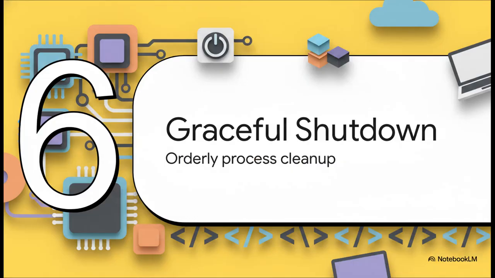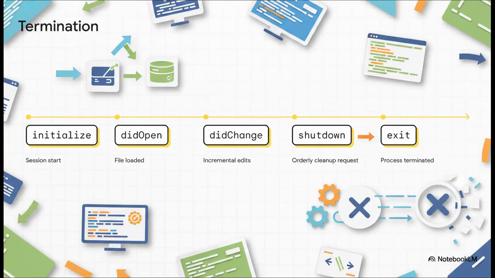Section 6. A graceful shutdown. Orderly process cleanup. All right, so you've written your code, you've debugged your custom domain states, and now it's finally time to close up shop. To prevent your computer from just bogging down with zombie processes and nasty memory leaks, LSP uses a very strict two-step termination sequence. First, when you close the editor, it sends a shutdown request. This basically tells the server, hey, stop accepting new requests, finish up whatever parsing you're doing, and safely release your file buffers and caches. Then, once the server acknowledges that orderly cleanup, the editor sends a final exit notification, which terminates the process immediately. It's a remarkably clean end to a very complex coding session.